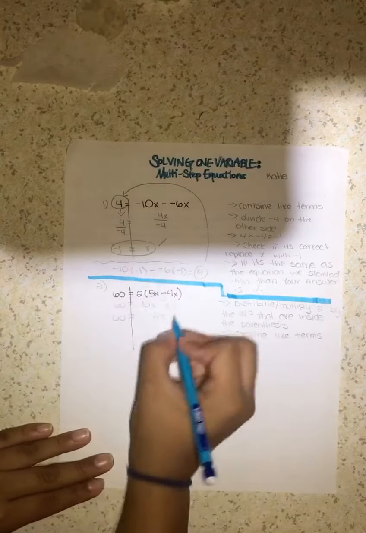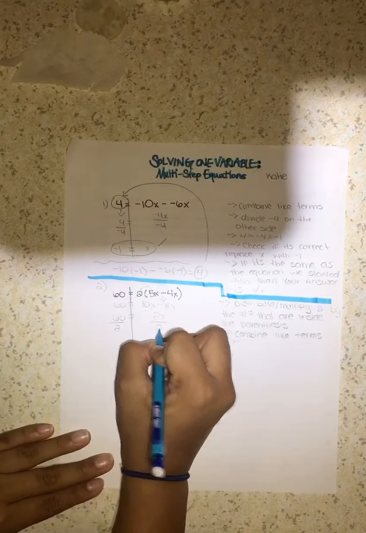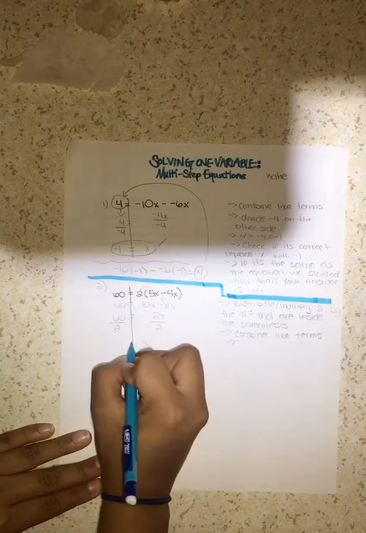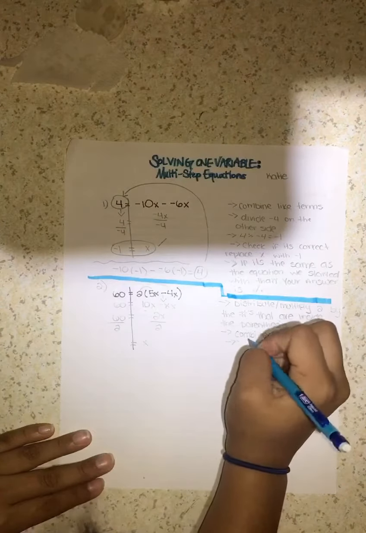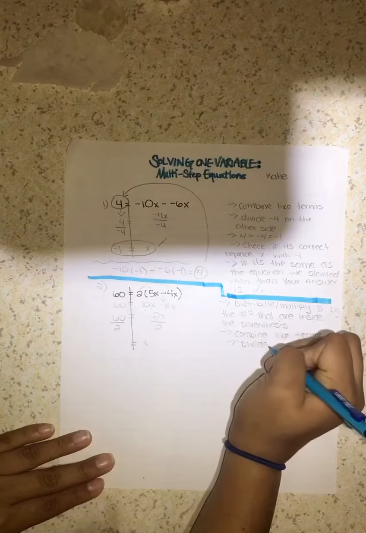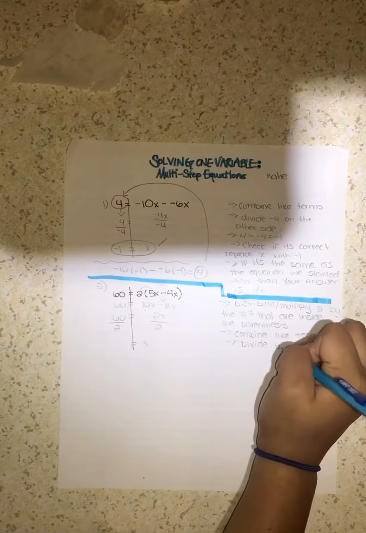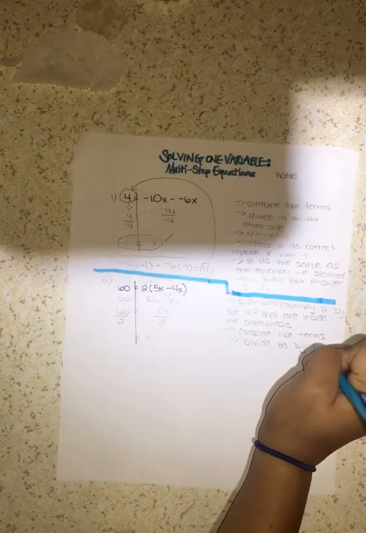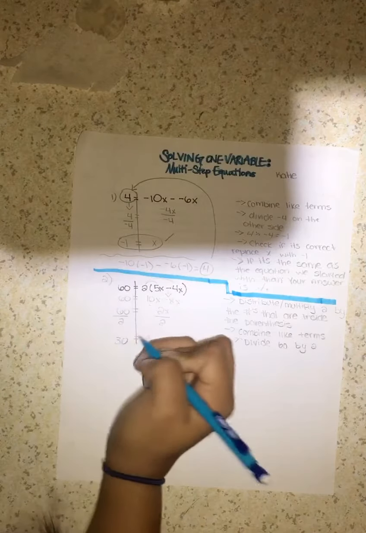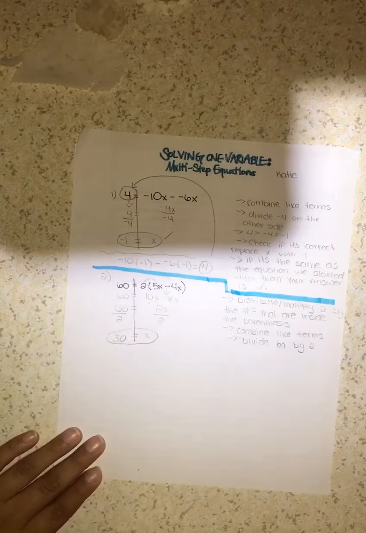And now, like we did up here, we're just going to divide by the other side. So 2 divided by 2 is just 1, or x. So now we're going to divide 60 by 2, sorry. Divide 60 by 2, and that should equal 30. So in this case, x equals 30.